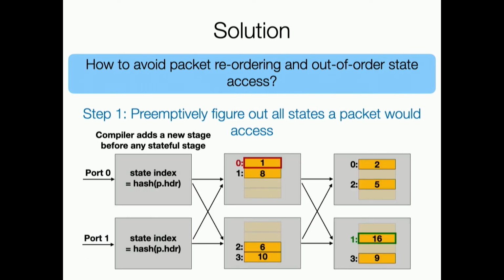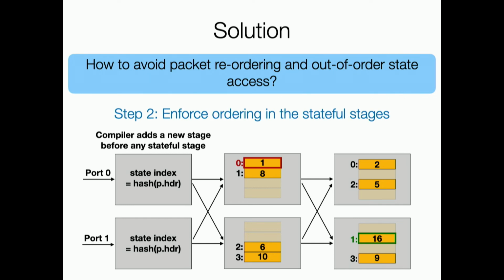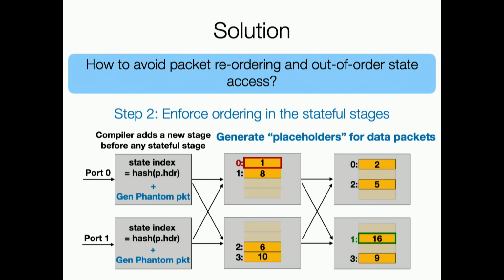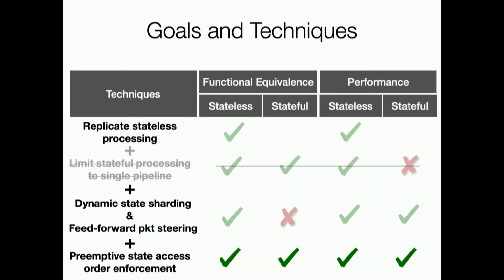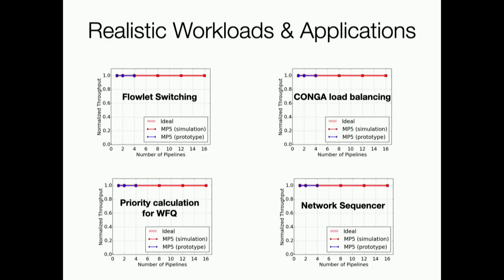Which means that we need to come to an end. Oh, OK, so I'll just skip this. Yeah, you can look into the paper for more details. And the idea is basically we have this preemptive state access enforcement that gives you all the properties that you want. And what we show here is that for realistic workloads, you can achieve both line rate and functional equivalence.